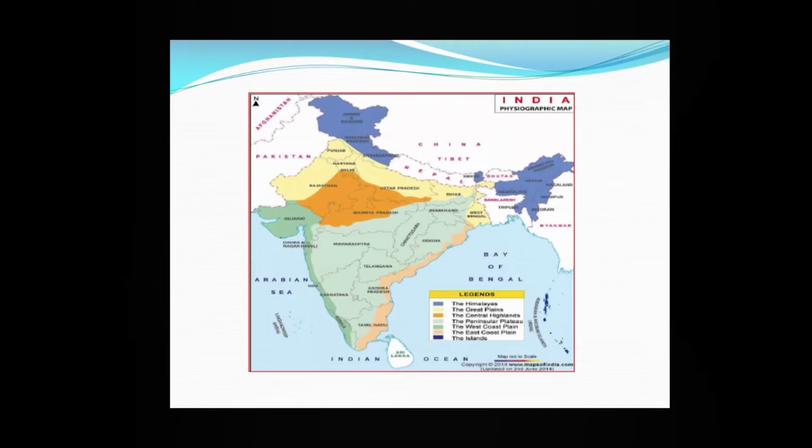Now these are the physical features shown in the map. The blue part is the Himalayas, the yellow part is the Great Plains, the orange is the Central Highlands, the light green color is the Peninsular Plateau, the deep green color is the West Coastal Plain, the light skin color is the East Coastal Plain, and the deep blue in the Bay of Bengal and in the Arabian Sea is the islands.